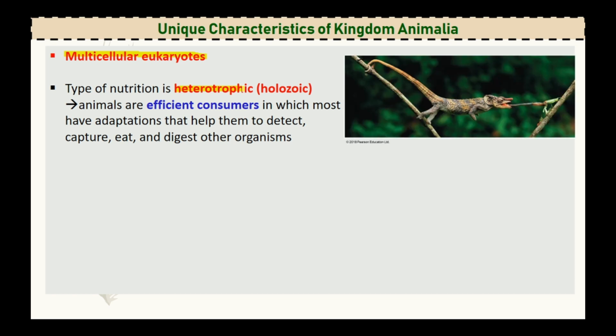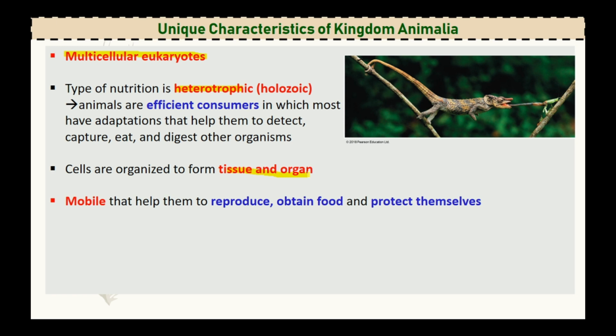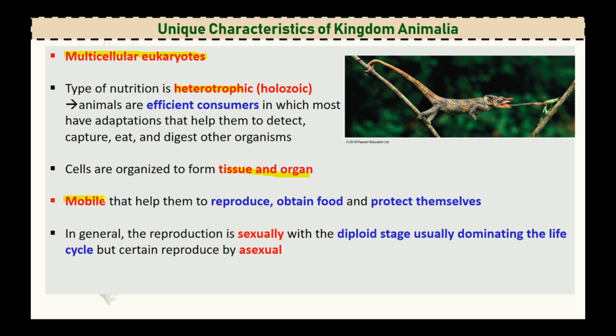Third, cells in the animal are organized to form tissues and organs to perform specific functions. All animals are mobile, which helps them to reproduce, obtain food, and protect themselves from predators. The reproduction of animals is mostly bisexual, but certain animals can reproduce by asexual reproduction.